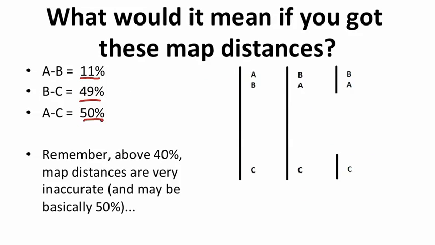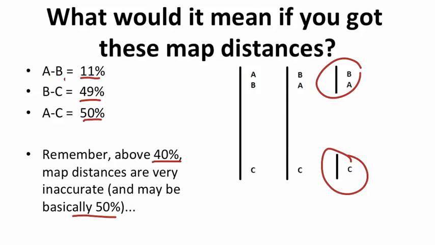What would that mean? Well, there's a couple of possibilities here. It could mean that A and B are reasonably close together, and C is really far away on the same chromosome, right? Just because you have a recombination fraction of 50% doesn't necessarily mean they're on different chromosomes. It could also mean they are on different chromosomes, right? So you could have this, where this is on one chromosome, this is on another chromosome. You could have this, or you could even have this other order. Basically, one point I just want to toss out there for you is that above about 40%, map distances are very inaccurate, and maybe basically 50%. So I wouldn't ever trust, when you're determining an order of genes, any map distance you see that's more than 40%, because at that point you really just have no information.